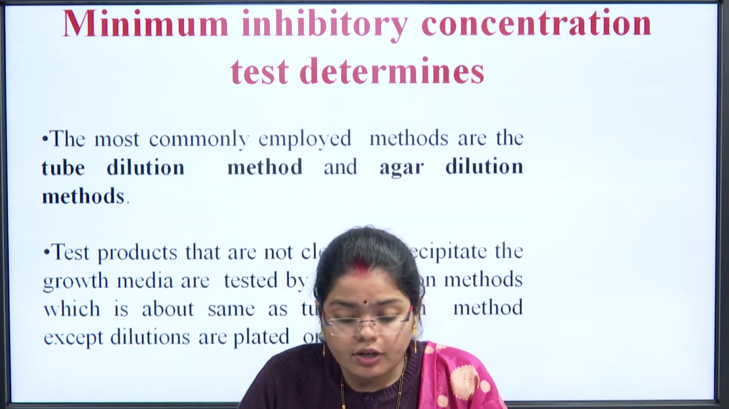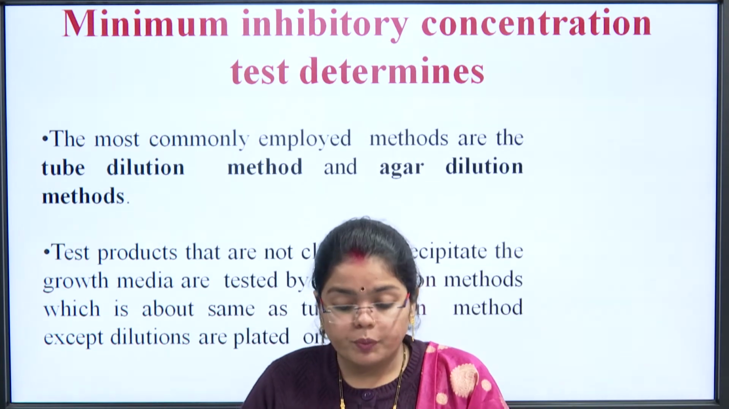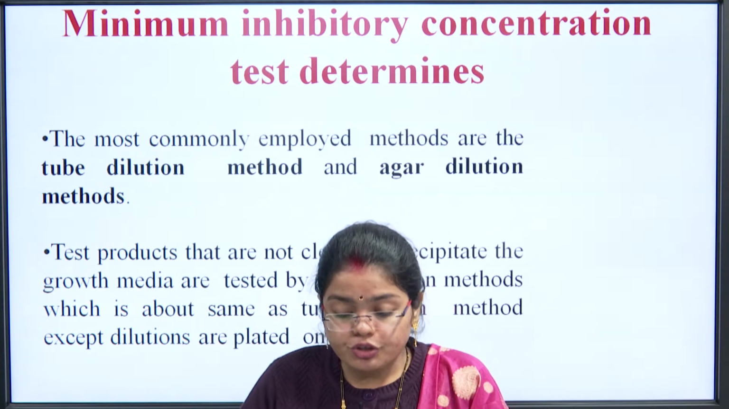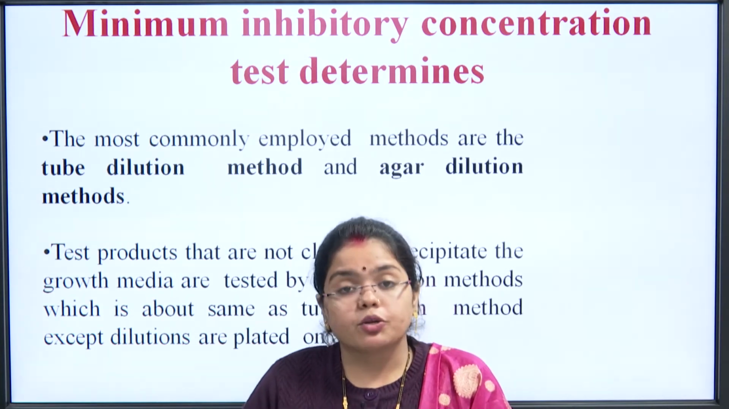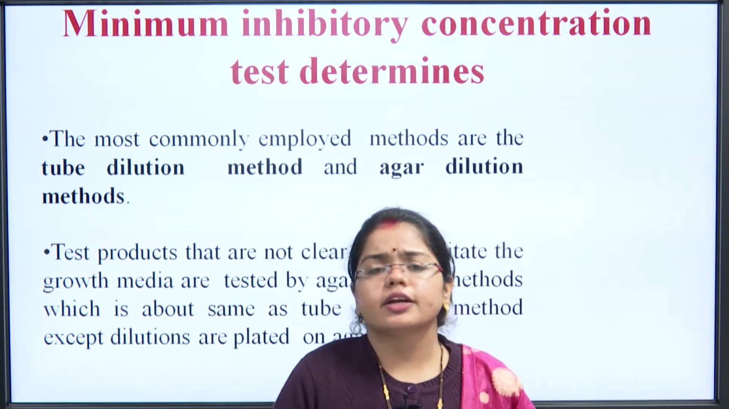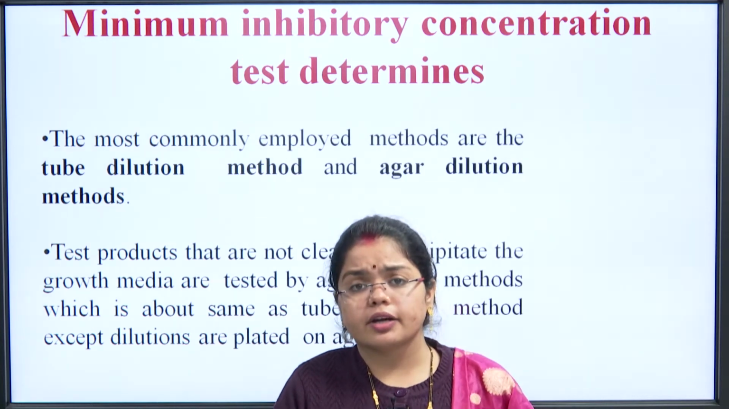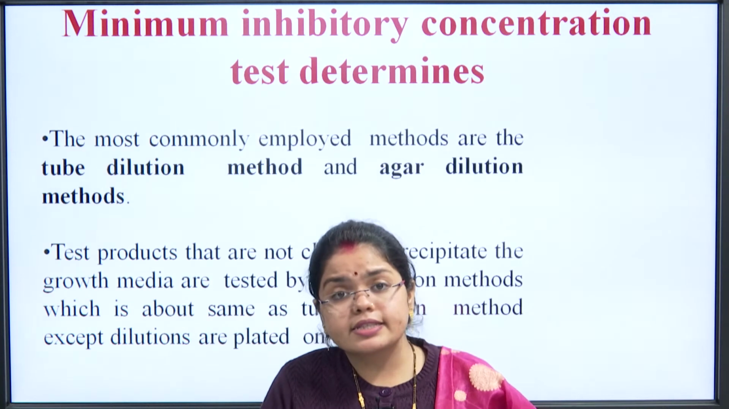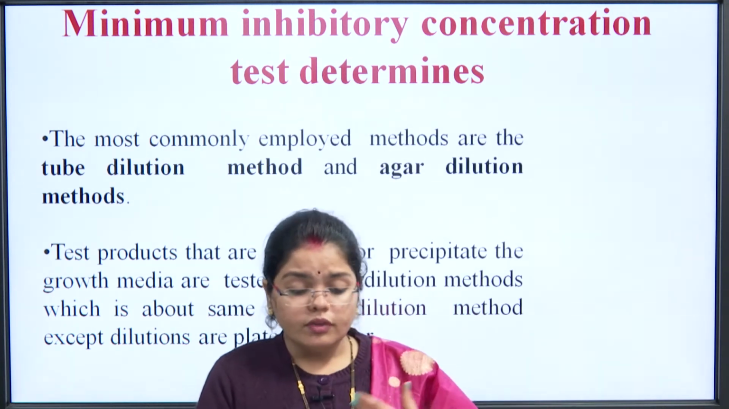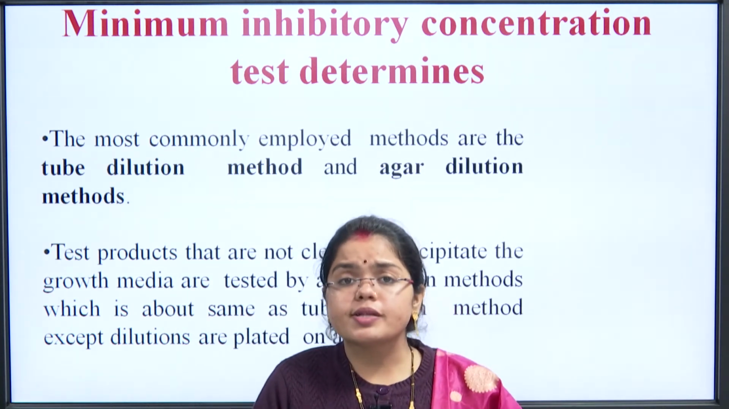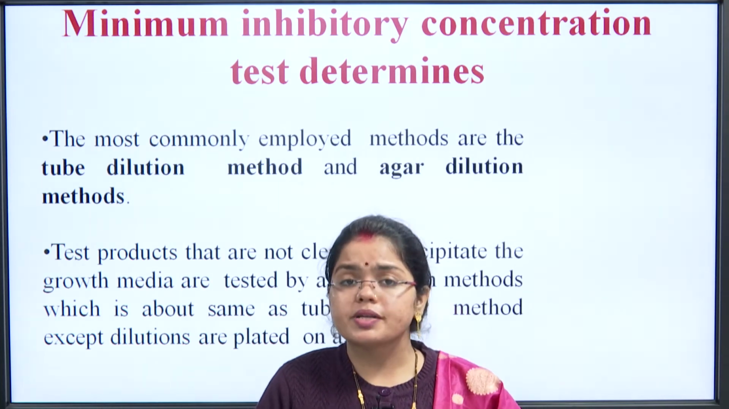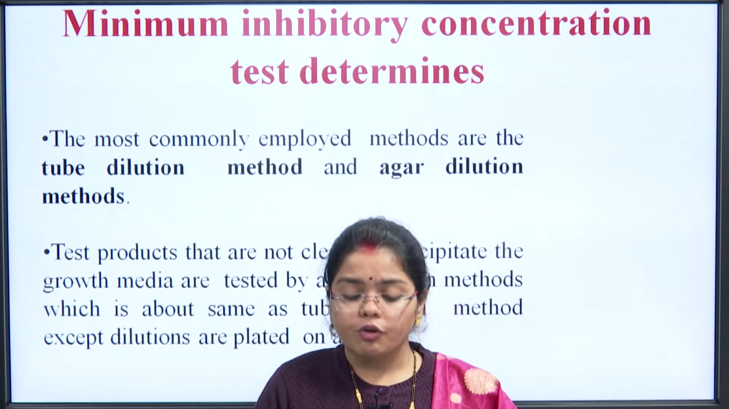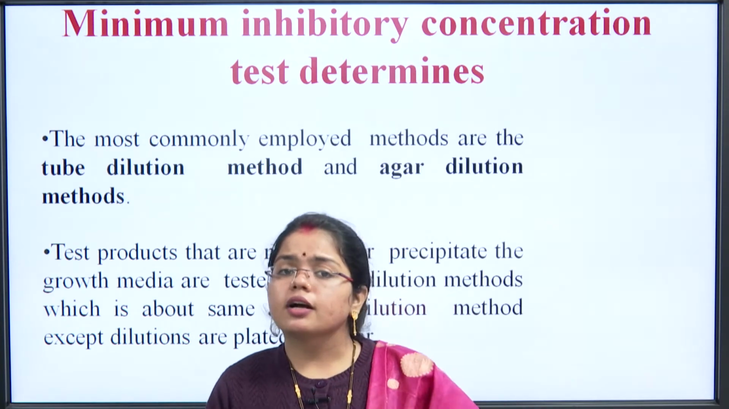Test products that are not clear or that precipitate the growth media are tested by the agar dilution method, which is about the same as the tube dilution method, except the dilutions are plated on the agar. There is no real difference between the two. In the agar dilution method, an agar plate is used. In the tube dilution method, there is a tube with liquid broth or liquid substance. For the tube dilution method, we place the substance into the tube, and for the agar we just place the agar plate onto it.